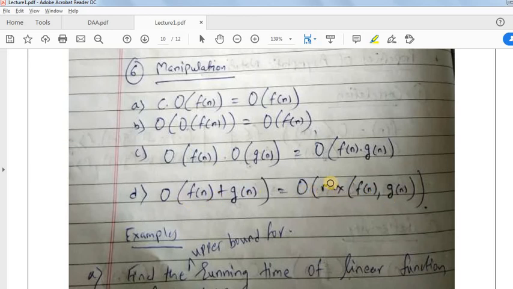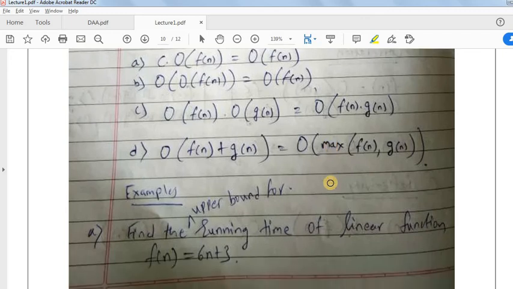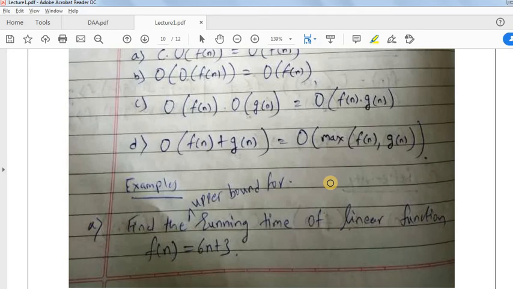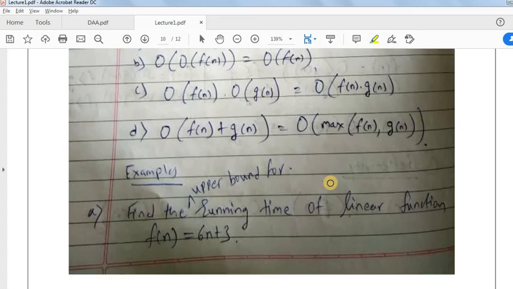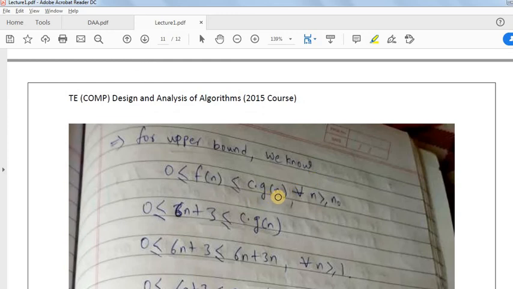Let's see an example. Find the upper bound for the running time of the linear function f of n equal to 6n plus 3. As we know, what is the formula for computing upper bound? We have a mathematical notation: 0 less than or equal to f of n less than or equal to c into g of n for all n greater than or equal to n0. Let's put our function f of n here. 0 less than or equal to 6n plus 3 less than or equal to c g of n. Our goal is finding this value of c g of n.